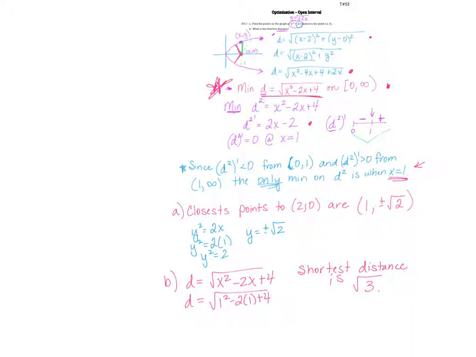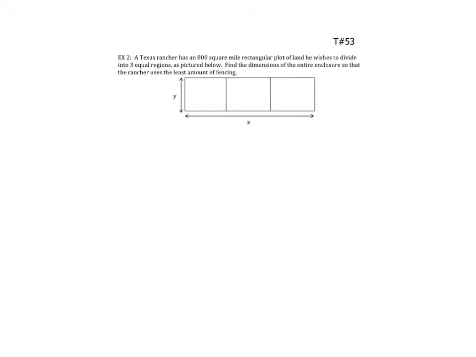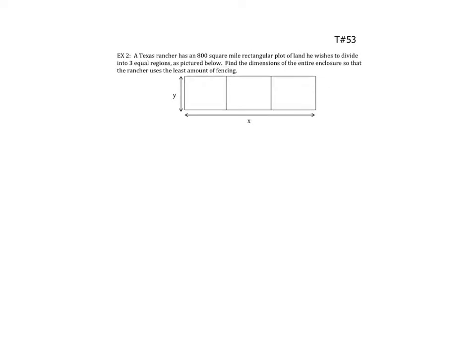So let's try one more. A Texas Ranger has an 800 square mile rectangular plot of land he wishes to divide into 3 equal regions. As pictured below, find the dimensions of the entire enclosure so that the rancher uses the least amount of fencing. So it sounds a little familiar, and I have to go with the drawing and what's labeled. A lot of times they will label a picture so that everybody sets it up in the same way. And so that's what we did here.